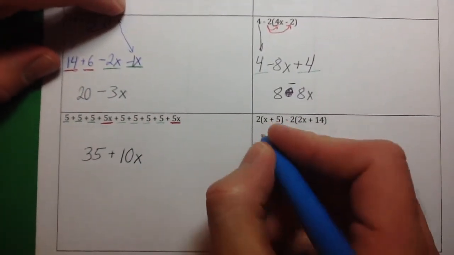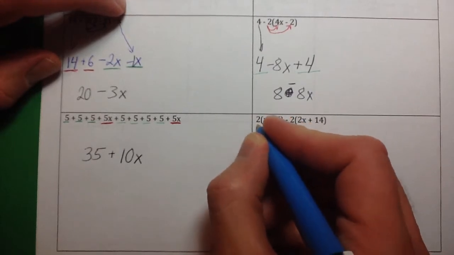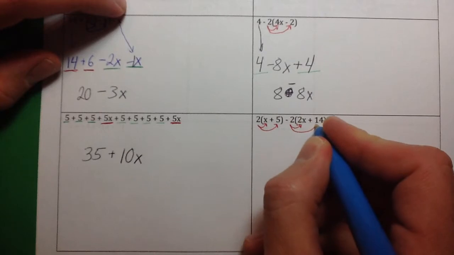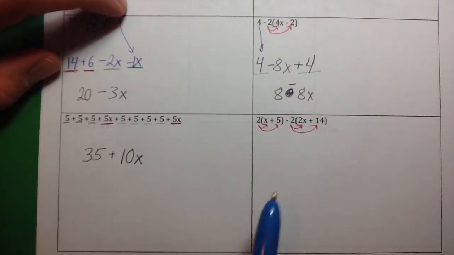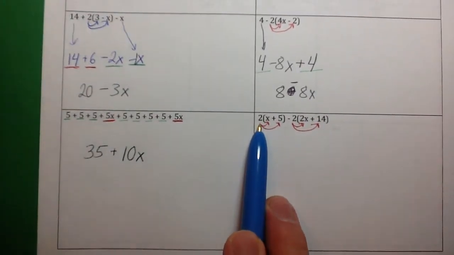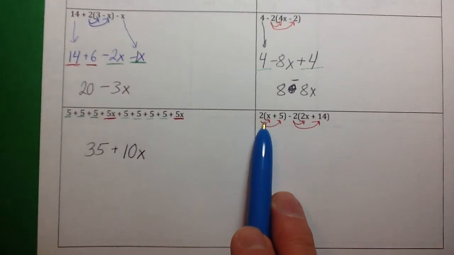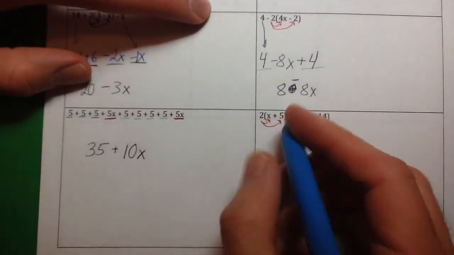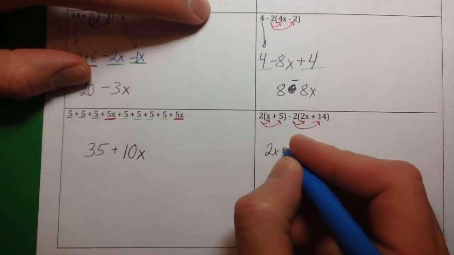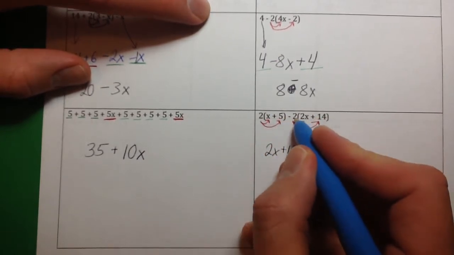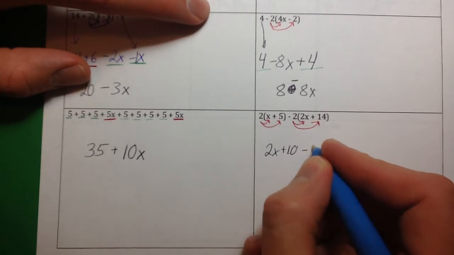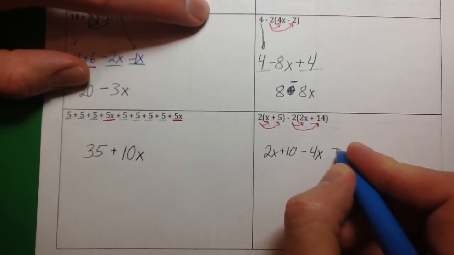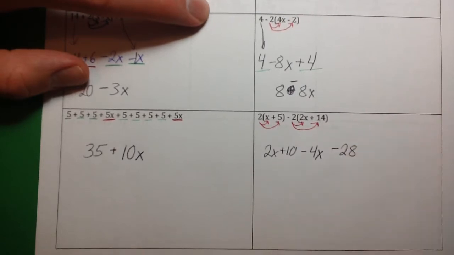All right, last problem. We have 2x. 2 times 5. Negative 2 times 2x. Negative 2 times 14. Now, each number in the front, each coefficient of the parentheses distributes only to those parentheses. So, 2x, 2x. 2 times 5 is 10. Negative 2 times 2x is negative 4x. Negative 2 times 14 is negative 28.